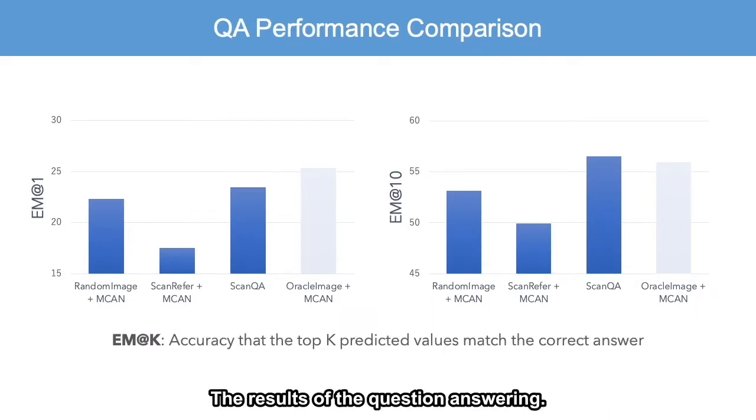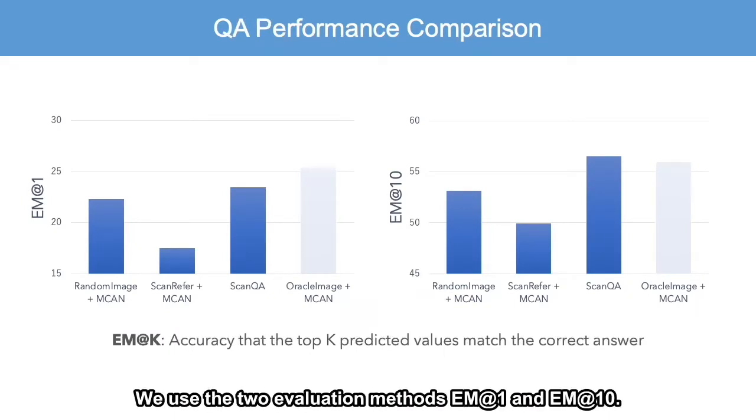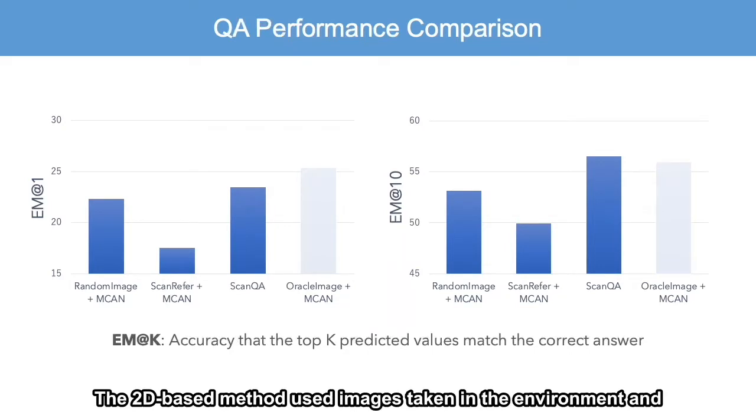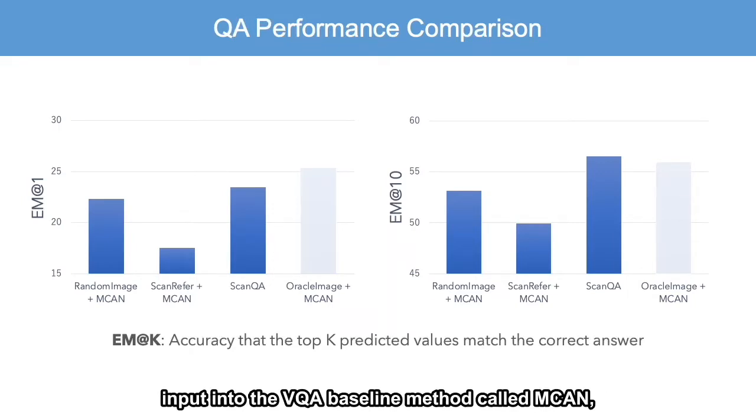The results of the question answering. We use the 2 evaluation methods, EM at 1 and EM at 10. We compared ScanQA to 2 different methods, a 2D-based method and a 3D-based method. The 2D-based method used images taken in the environment and input into the VQA baseline method, called MCAN, to measure the accuracy of the question answering.